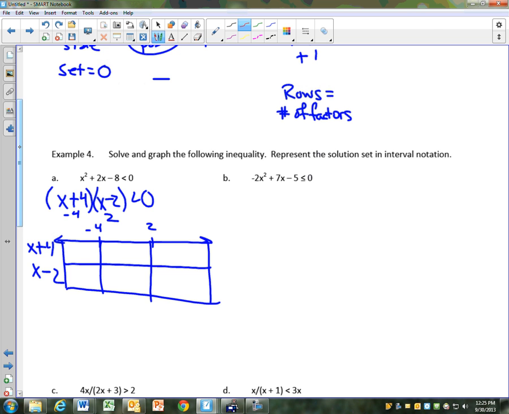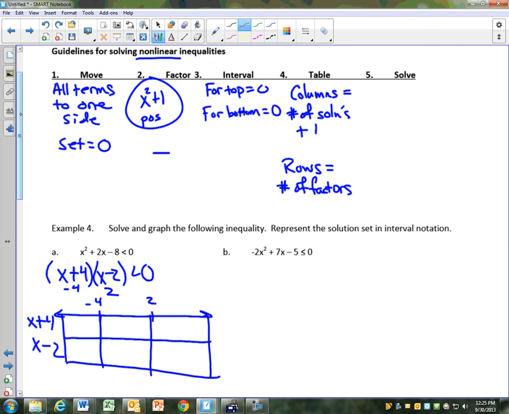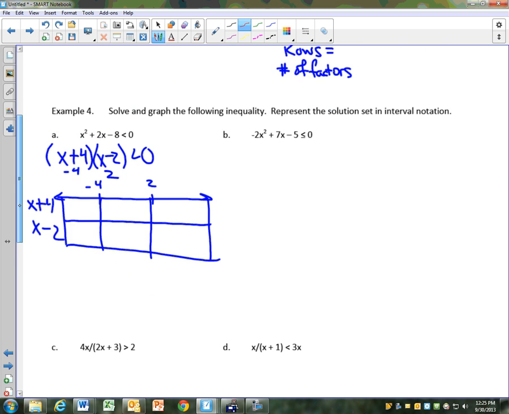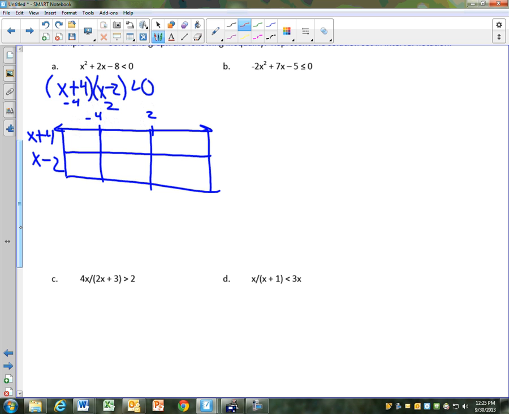I make use of this now by solving. I check for positive and negative. That's how I solve it. We're going to plug in some numbers and test for positive and negative values. What value to the left of negative 4 would you like to plug in? We'll choose negative 5. How about between negative 4 and 2? 0 is a good number.